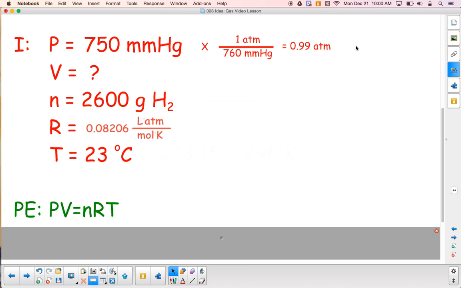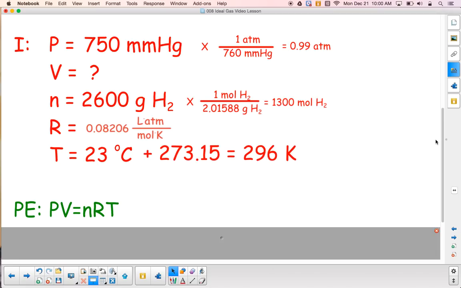My 750 millimeters of mercury, I can multiply by 1 atmosphere over 760 millimeters of mercury. I have to round that to 2 significant figures. I get 0.99 atmospheres. I don't know my volume, but it will come out in units of liters when everything is done. My amount of gas needs to be expressed in moles. 1 mole of H2 has a mass of 2.01588 grams of H2, or 1,300 moles of hydrogen. Ideal gas constant is always the same. And to convert my temperature between Celsius and Kelvin, I have to add 273.15, coming up with an answer of 296 Kelvin. I had to round that to the ones place because my original temperature was only given to the ones place.